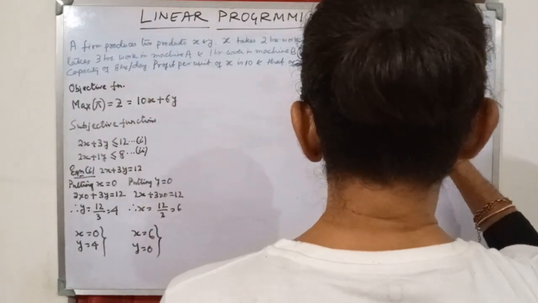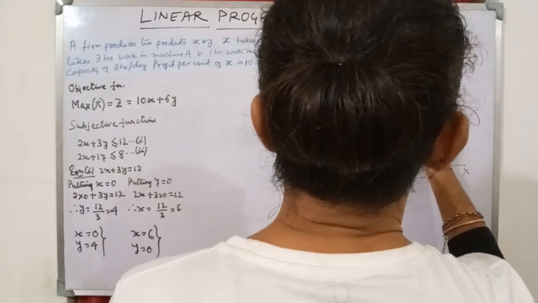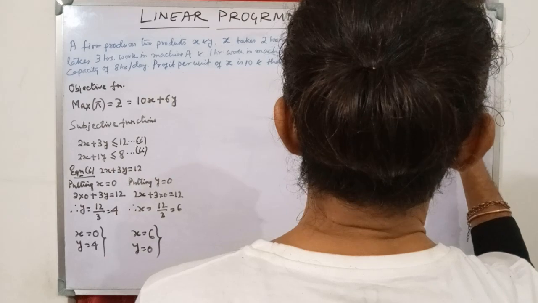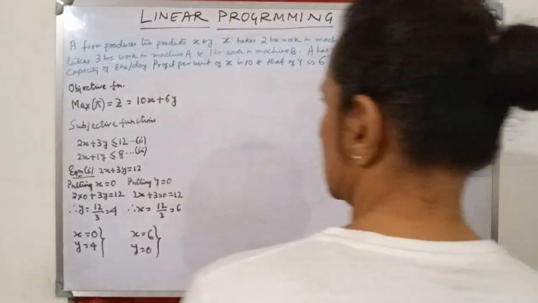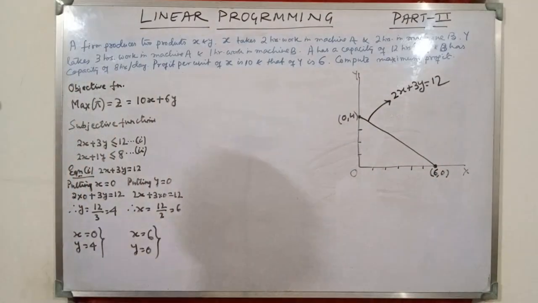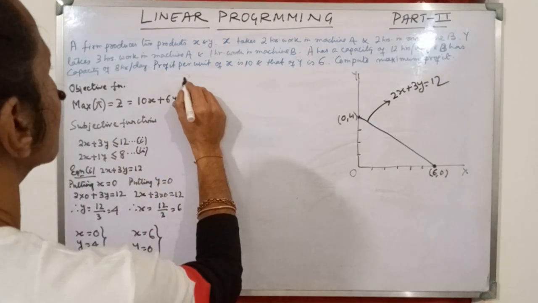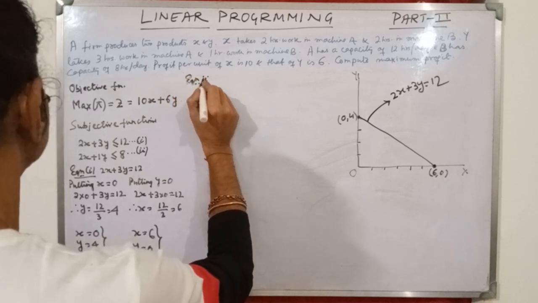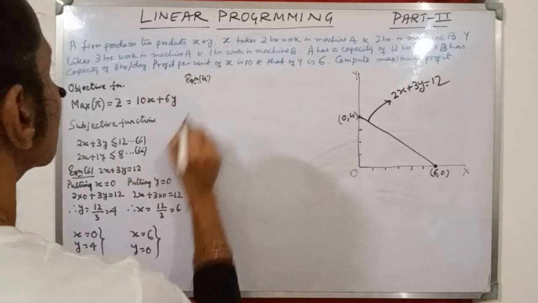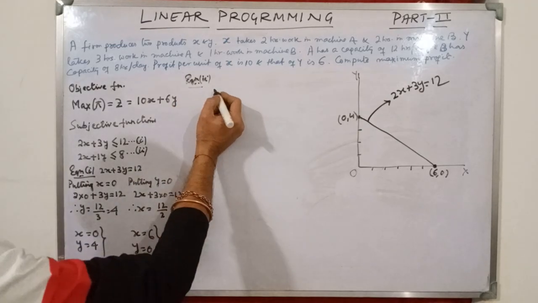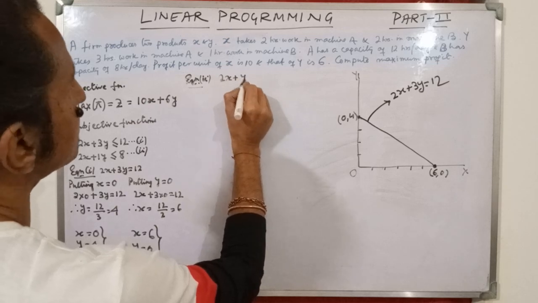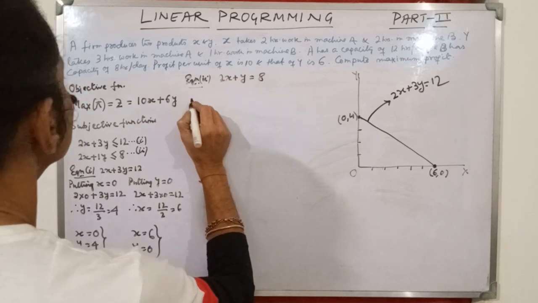So the equation of this straight line is 2x plus 3y is equal to 12. Now come to equation 2, that is the constraint function 2. What is that? 2x plus y is equal to 8.